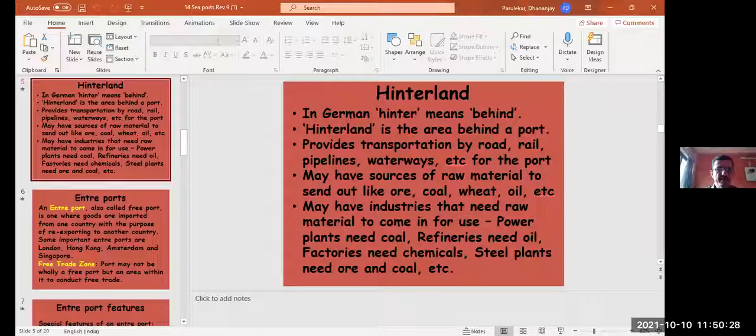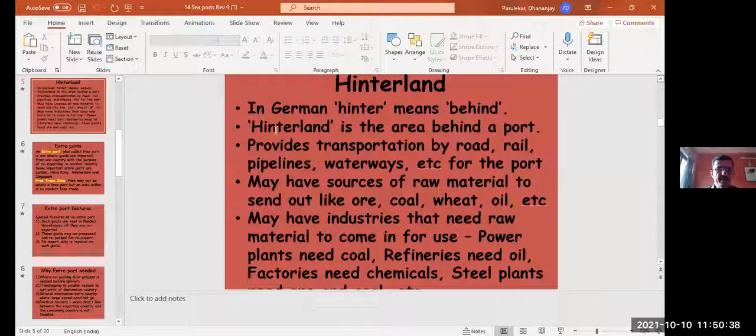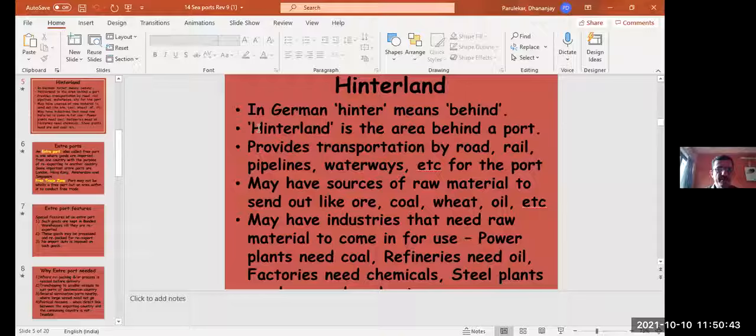So all of you write down the word called hinterland, H-I-N-T-E-R-L-A-N-D. Just write down the second line. Hinterland is the area behind a port. So it can be landmass behind the port, or places like Nashik and Pune, which do not have any sea face adjacent to them. These areas are called hinterland areas.